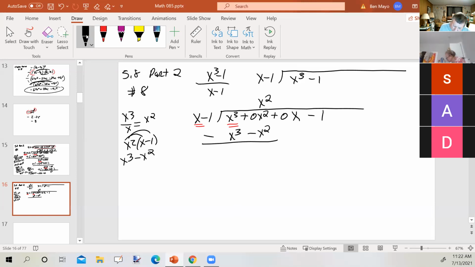We're going to subtract that quantity from what's up above. Distributing, changing it to addition of the opposite. X cubed plus negative x cubed is 0x cubed. 0x squared plus x squared is 1x squared. Bringing down the next term, plus 0x.